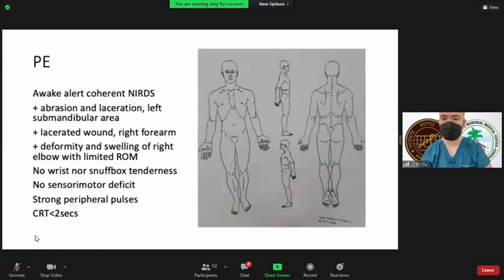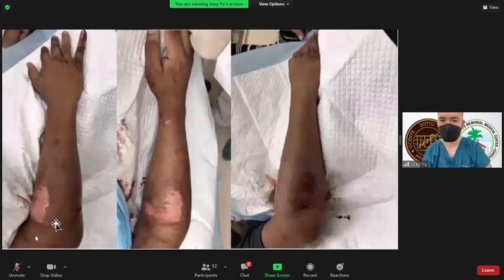For the physical exam, patient awake, alert, coherent, not in respiratory distress, with abrasion and laceration at the left submandibular area and a lacerated wound at the right forearm. Also a deformity and swelling of the right elbow with limited range of motion. No wrist nor snuffbox tenderness, no sensory motor deficit, with strong peripheral pulses and a CRT of less than 2 seconds. These are the gross images of the patient. Noted abrasions at the anterior part of the proximal forearm, and also swelling and deformity of the elbow.